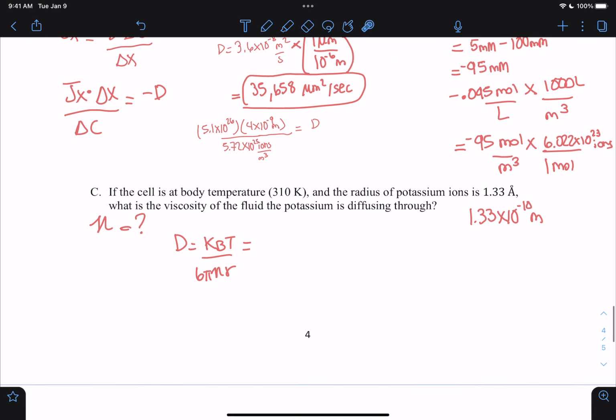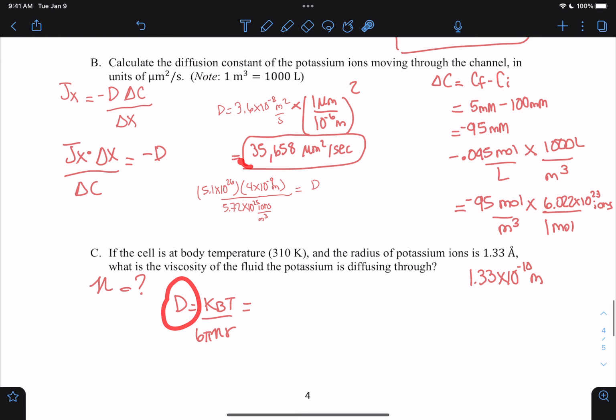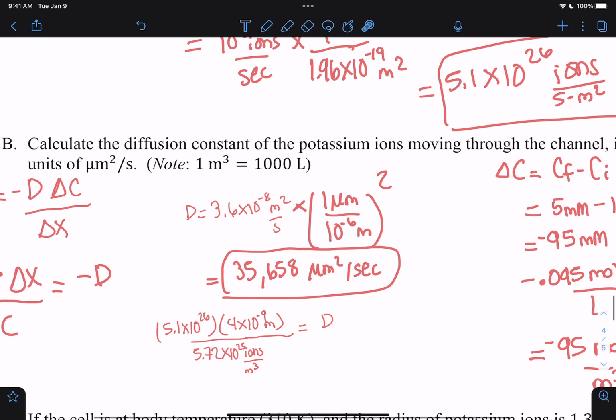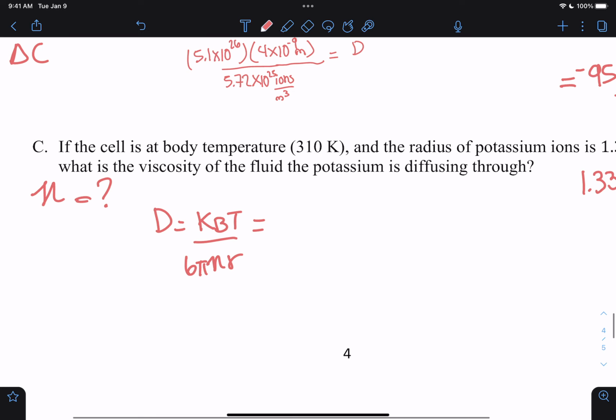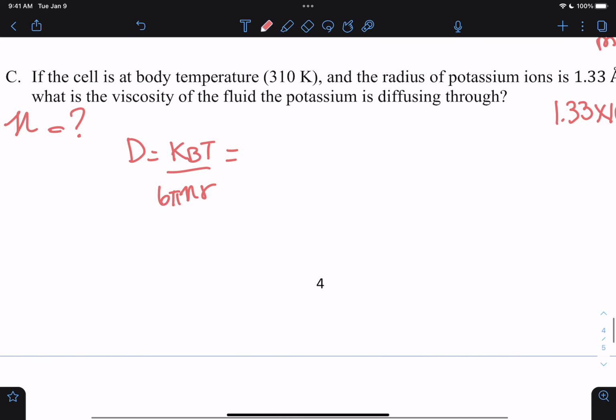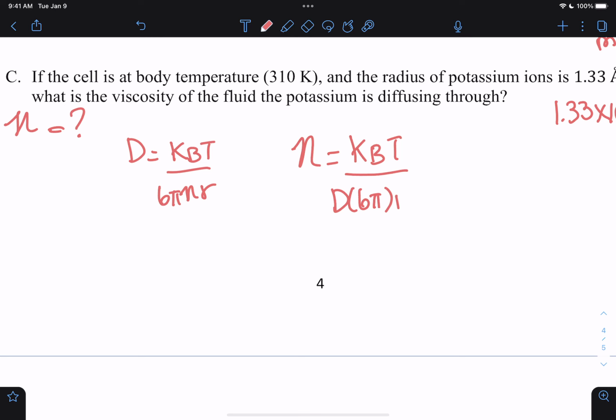Now be careful though, because for our diffusion constant, you could use the micrometer squared per second, but then you'd have to convert it back to meters squared per second in order to keep things in SI units. But we already solved earlier, before the conversion, for the SI units version, and that was 3.6 times 10 to the negative 8 meters squared per second. So essentially what you're going to do is rearrange this equation to solve for viscosity. Viscosity is equal to kBT divided by D times 6 pi times r.